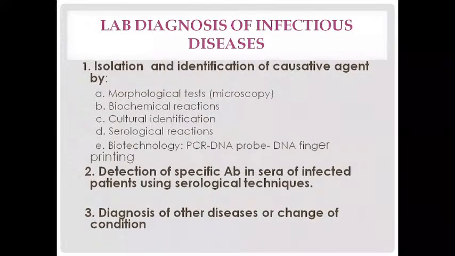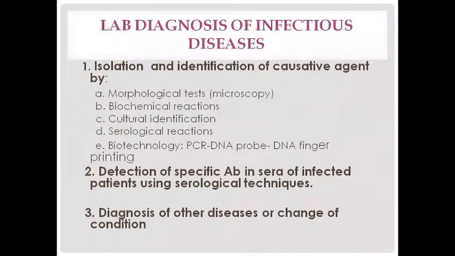Then laboratory diagnosis of infectious diseases. Number one, let's look at the isolation and identification of the causative agent. The common norm is that people look at morphological tests, that is looking at them under the microscope, looking at the features that are very particular to that pathogen. If it's a bacterium, you can even see it on a slide, as long as you use the correct staining procedures, like gram stain. If you're looking at gram negative or gram positive, you can check against the background.